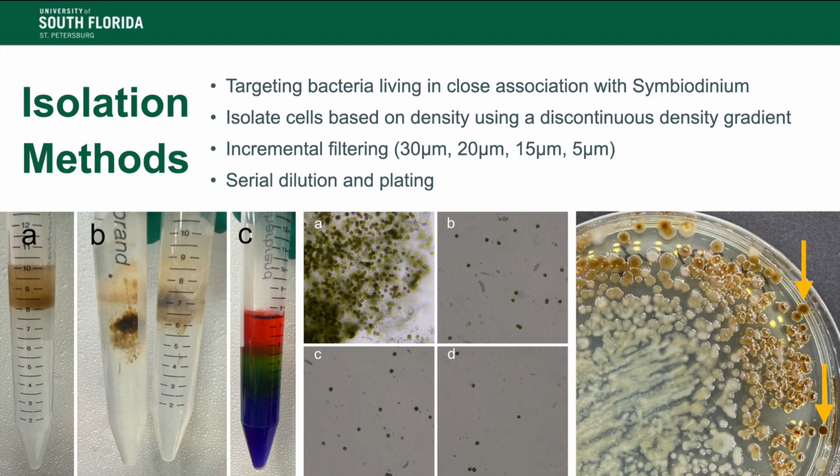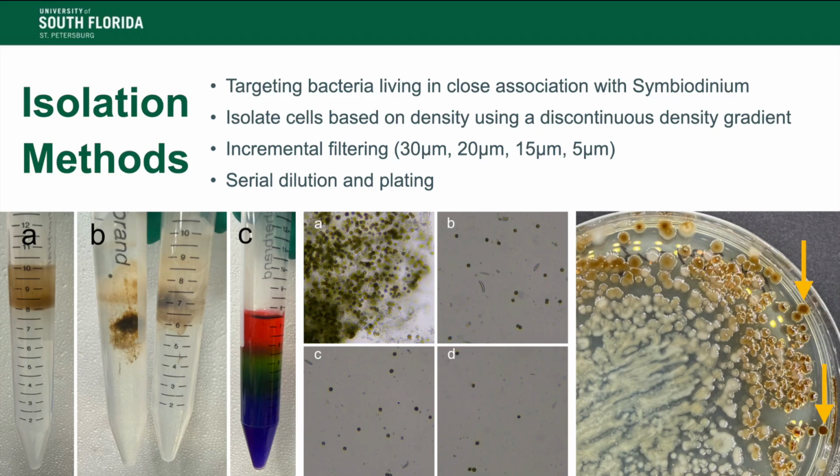The center image, top left, shows the Symbiodinium cells immediately after separation. They are the perfectly round green and brown cells you can see there. You can also see there's still a lot of other stuff mixed in with the Symbiodinium. To clean these cells up and increase my chances of getting the bacteria I want, I filtered these cells through a series of sieves with increasingly smaller holes.